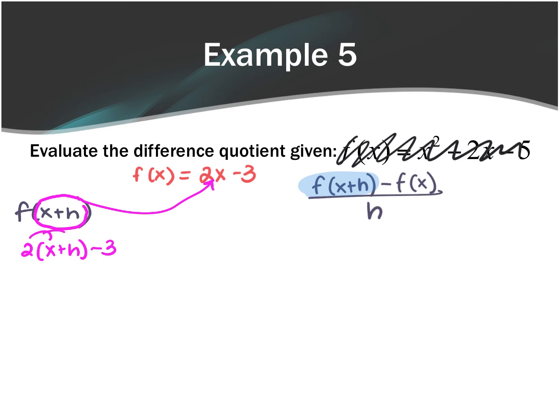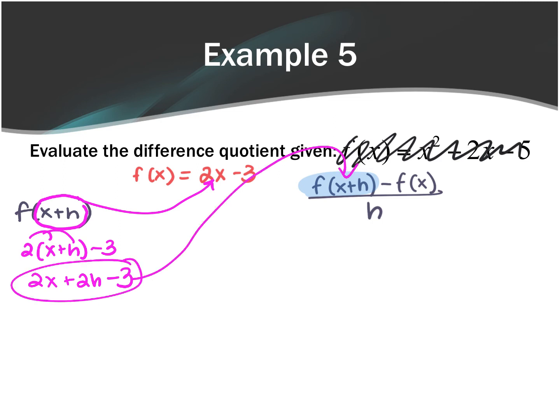I distribute that 2, and I get 2x plus 2h minus 3. Can I simplify that? Nope, it's ugly, but it's the whole thing. That is going to replace f of x plus h. Not yet, but it will. How do we know that?